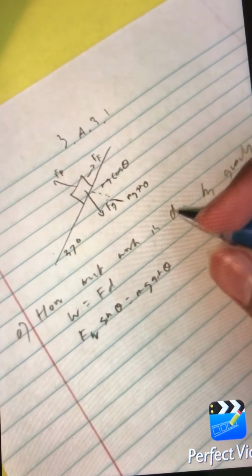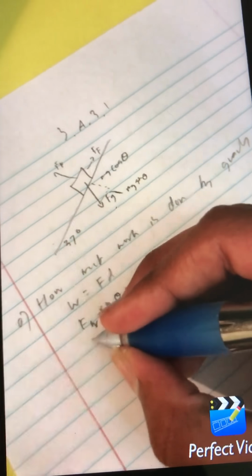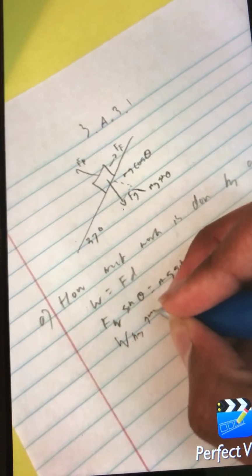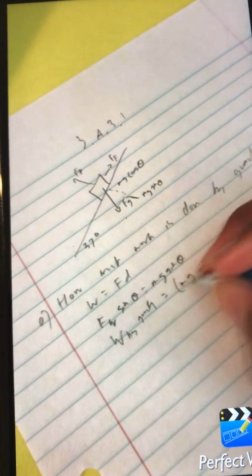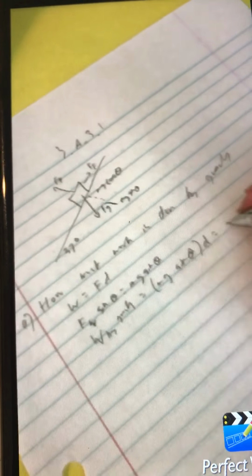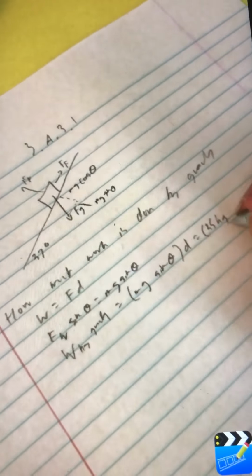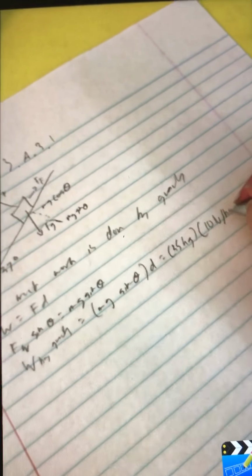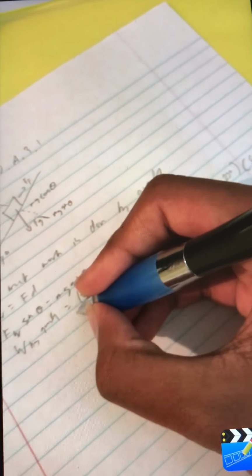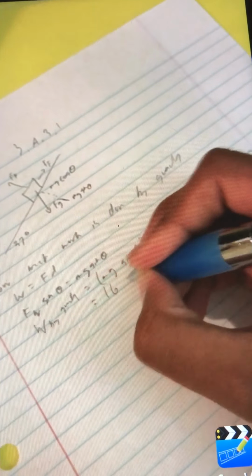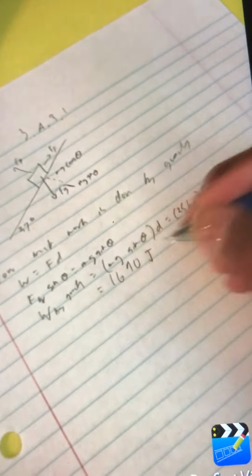This component is parallel to the motion, so the work done by gravity would be work by gravity equals mg sine theta times distance, which is equal to the mass, 35 kilograms, times the acceleration of gravity, 10 newtons per kilogram, times sine 37 degrees, times the distance, 8 meters. I pre-calculated this, and this will come out to be 1690 joules. There you go.